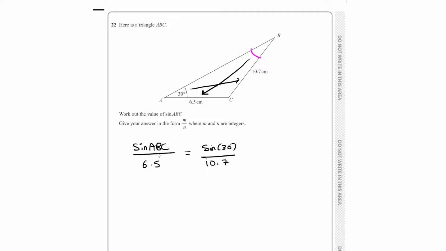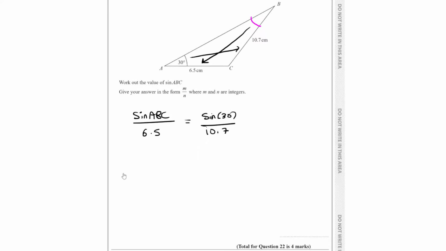So I just need to rearrange this to get sine ABC as the subject. They've not asked me to literally work out the angle, just sine of the angle, so that's fine. So you'd have to just multiply by 6.5, wouldn't you? Sine 30 over 10.7 times 6.5. Now, we then need to work it out. That's, I guess, the harder bit.